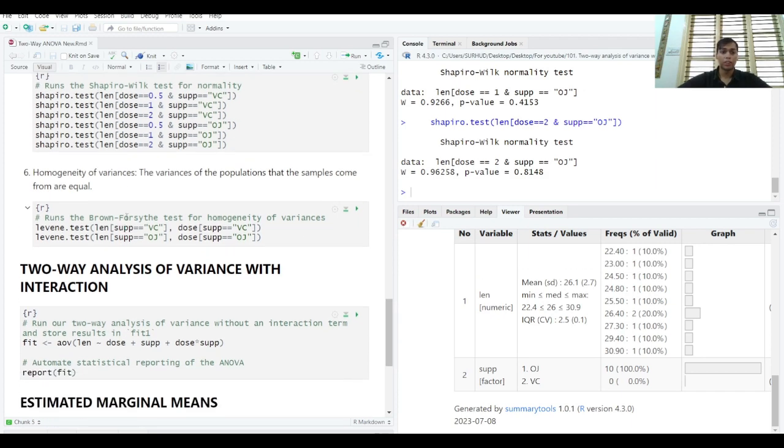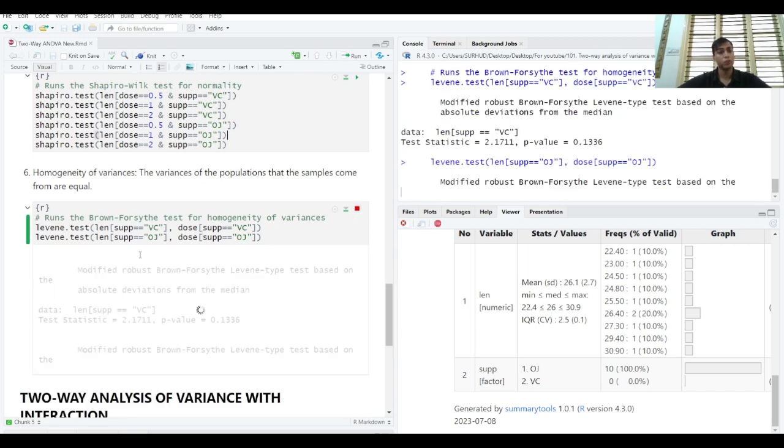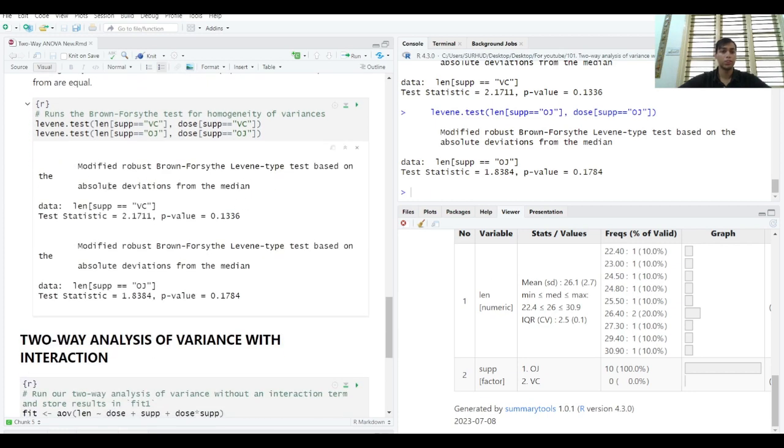Now, the assumption of homogeneity of variances, that is, the variances of the populations from which the samples come are equal. We can run a Brown-Forsythe test, which is a modified version of Levene's test. It is more robust than Levene's test. However, this test is run through the Levene.test function itself. You might find it confusing, but this is how it works. So this is a modified, robust Brown-Forsythe Levene-type test.